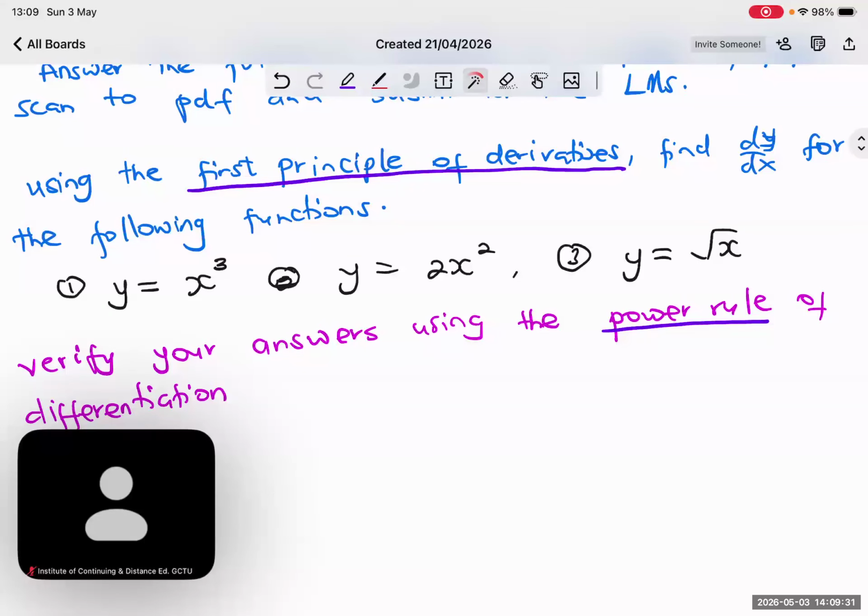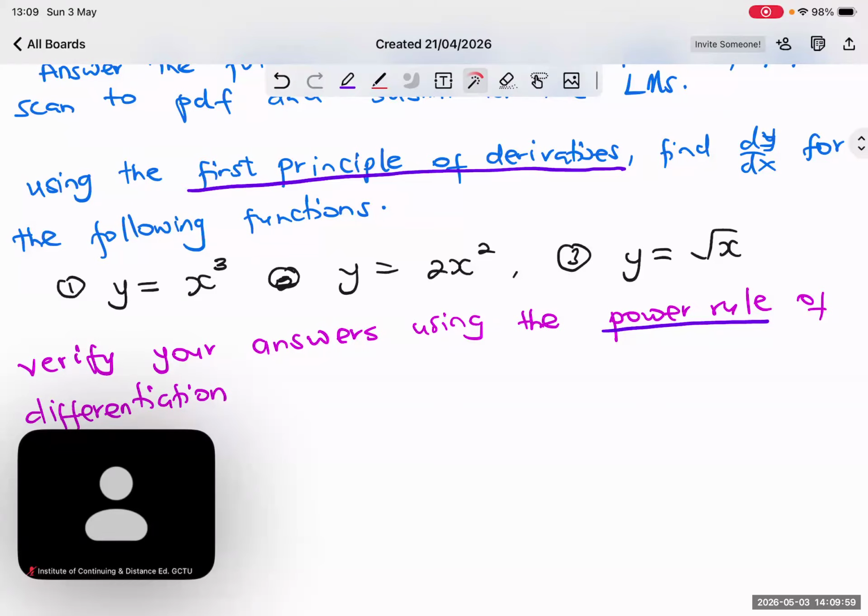The first principle of derivative is the formula that was developed earlier on. If you don't know how to derive the first principle, please go back and watch the lecture video on Power Rule 1. I've demonstrated all of that in there. So from the first principle of derivative, differentiating some types of functions.